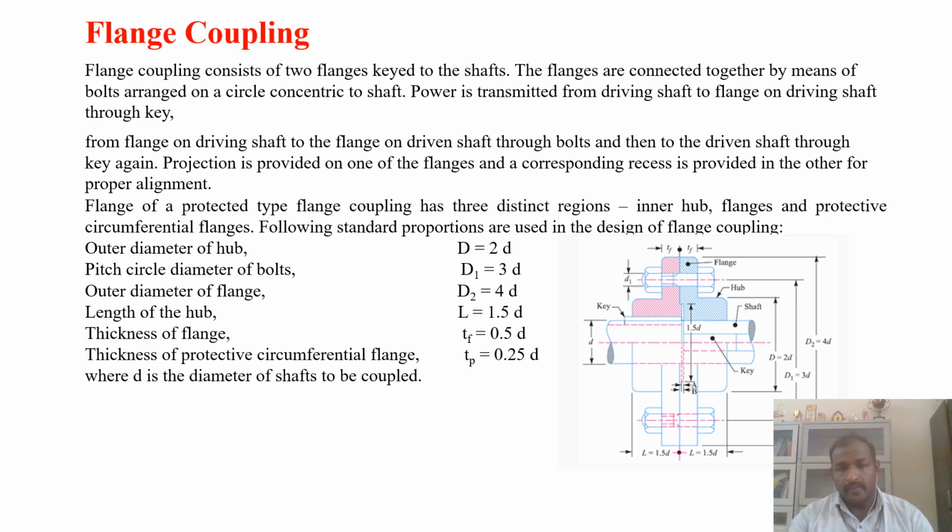The proportions are given here: the outer diameter of the hub should be 2 times the shaft diameter, the pitch circle diameter of the bolts should be 3 times the shaft diameter, the outer diameter of the flange should be 4 times the shaft diameter, the thickness of the flange should be half of the shaft diameter, and the thickness of the protective circumferential flange should be 0.25 times the shaft diameter.